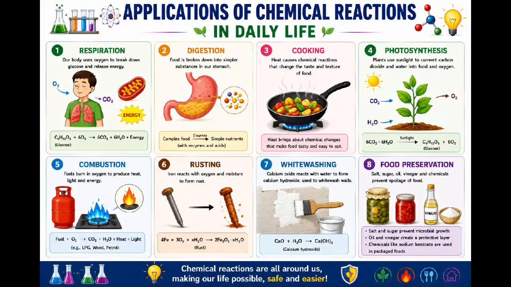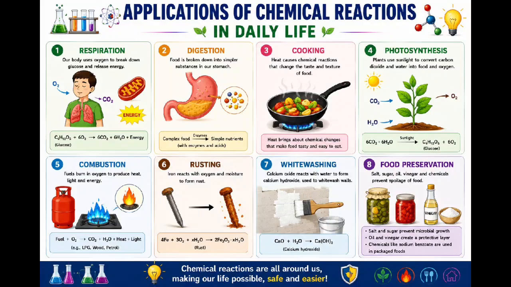Next is digestion. The food we eat is made up of complex substances. Our body breaks them down into simpler substances through chemical reactions. These nutrients are then absorbed by our body and used for energy, growth and repair.